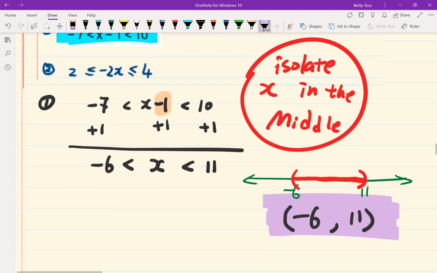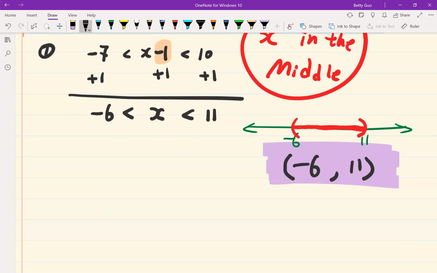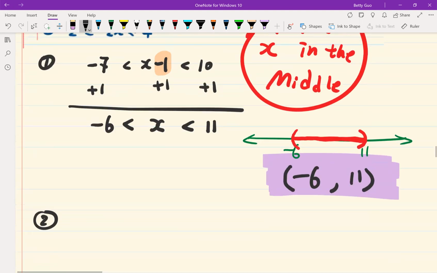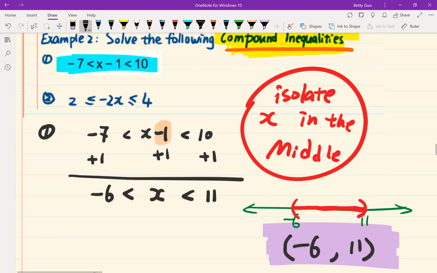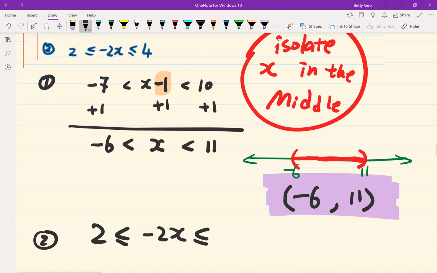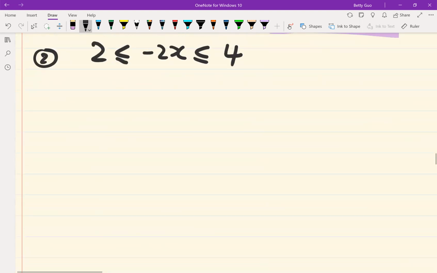Number 2. Let's see number 2. Number 2 is 2 less than or equal to -2x less than or equal to 4. This is a compound inequality as well. In the middle, we have -2x. On the left, we have 2. On the right, we have 4. Three parts in the inequality, right?